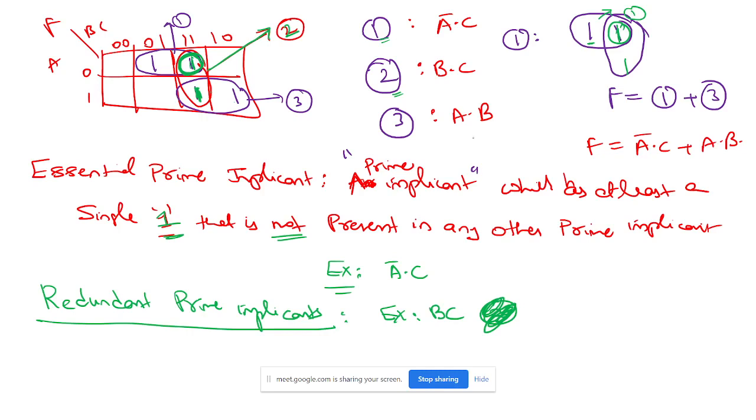What about the third one? You see, this is also denoted by EPI, essential prime implicant. The other is called RPI. Now, what about the third one? Yes, this one is present in 2 and 3, but this one is present only in 3. So it has at least a single one that is not present in anything else. So the third one is also an essential prime implicant.